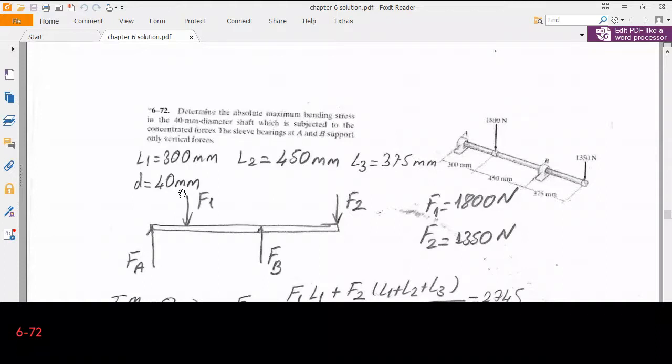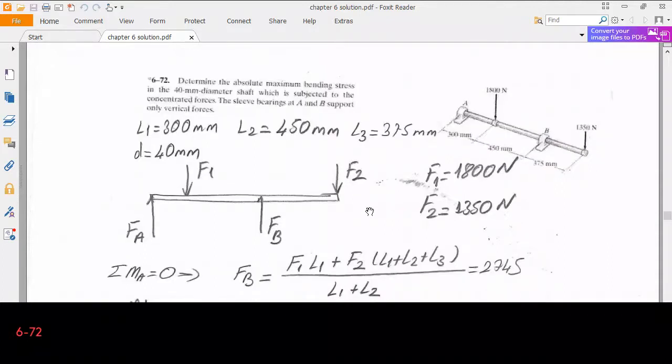Okay, diameter is given as 40 millimeters, and let's say that this 1800 Newton load is F1 and 1350 Newton of load is F2. So F1 is 1800 and F2 is 1350. So first thing is to find the support reactions. This is the free body diagram of the shaft. So we have FA and FB. We don't know the direction, we are going to calculate it.